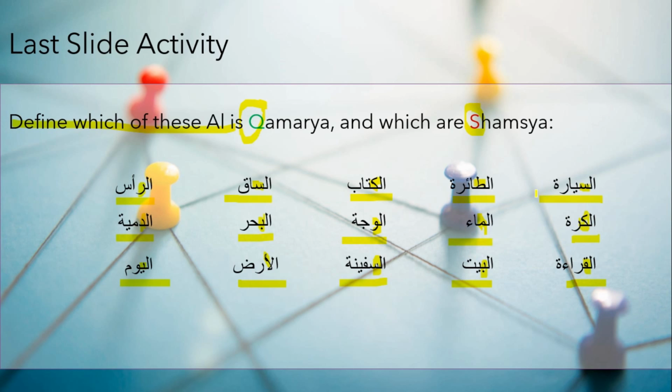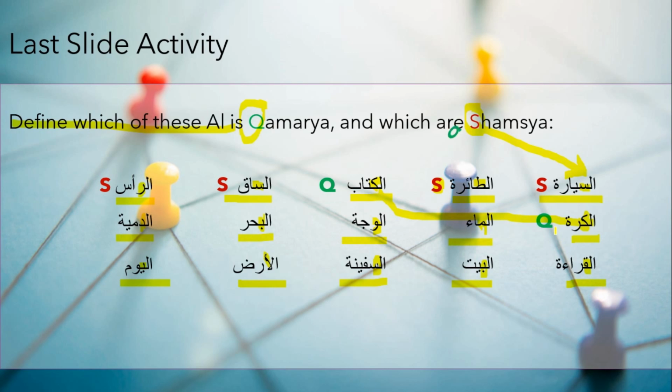So السيارة, seen, it's شمسية, because you say السيارة. As you can see here, I'm not able to pronounce the lam here. الطائرة, I jumped over the lam. But in الكتاب it's قمرية. الساق شمسية. الرأس, الكرة. Try to notice that, sometimes I would be able to pronounce the lam, but sometimes I'm not.